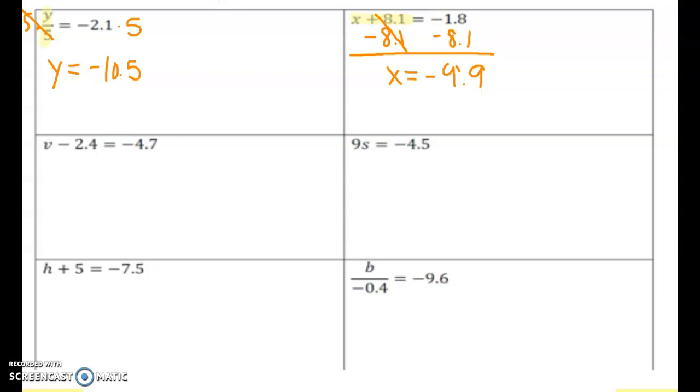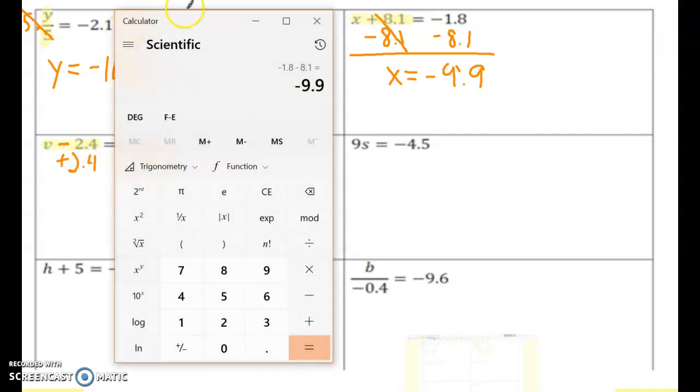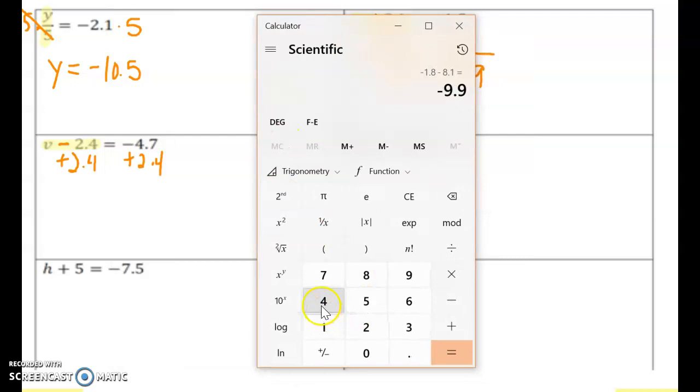All right, taking a look at the middle one here on the left, we have v minus 2.4 equals negative 4.7. So again, the operation that I see with my variable is a minus, so I would add on both sides to get rid of it. Using the calculator here, we have negative 4.7 plus 2.4, and we get negative 2.3.